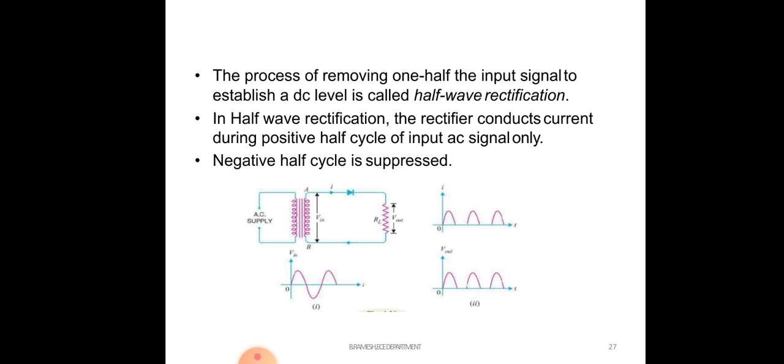Here the secondary voltage gives an AC signal to the PN junction diode. For a positive cycle, the diode conducts and you get current across the load. For a negative cycle, the diode becomes reverse biased, so it is an open circuit. The half cycle is suppressed here, so that's why this is called a half wave rectifier.